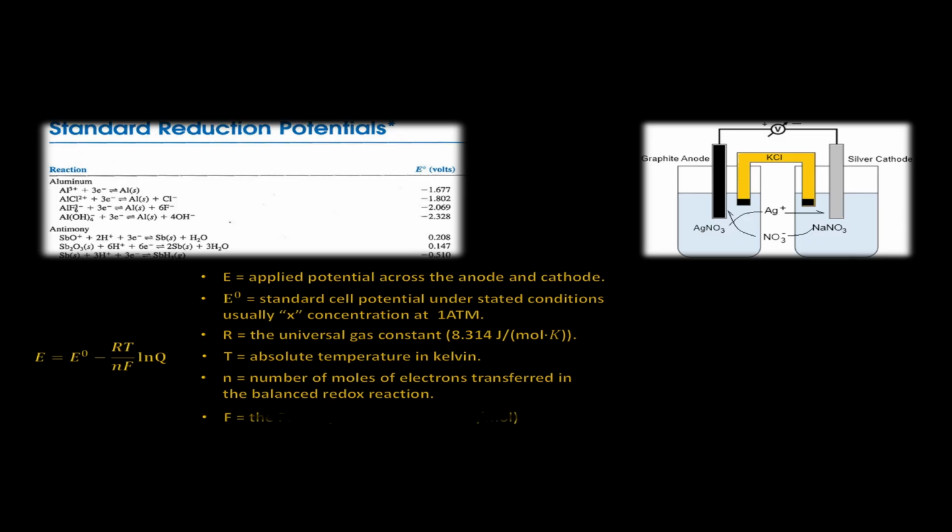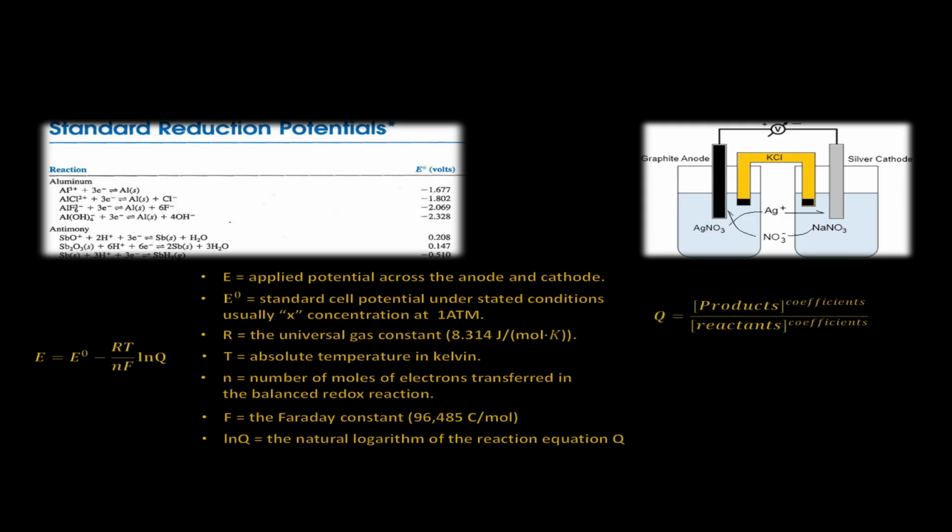The capital F is Faraday's constant. This too never changes. Based on electrical theory, it is equal to 96,485 coulombs per mole. For those not familiar with natural logarithms, ln is the natural logarithm of the reaction quotient Q. Q is simply the value of the product coefficient divided by the reaction coefficient. This too, in the context of the Nernst equation, is confusing.